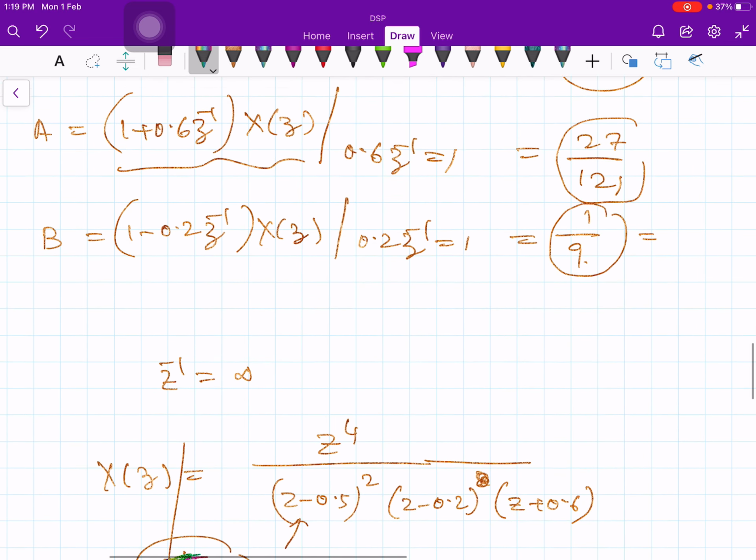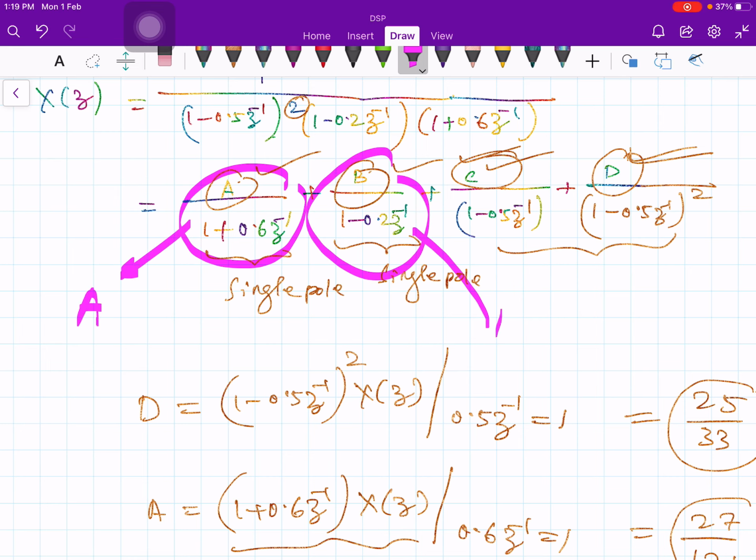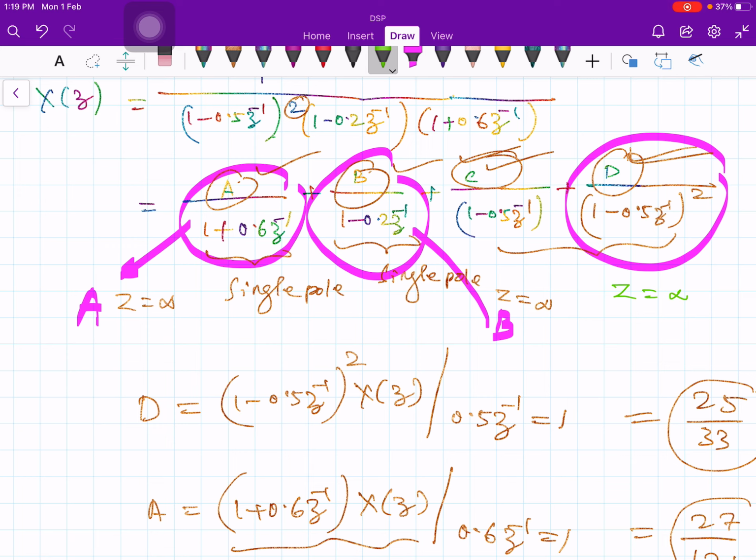What about in this expression? If you substitute z equal to infinity, you will get a, and this leads to b, and in this expression you substitute z is equal to infinity, then you will get d as it is, and this also will become c. The denominator will disappear. So this term will be 0, this term will be 0, this term will be 0, and this term will be 0.